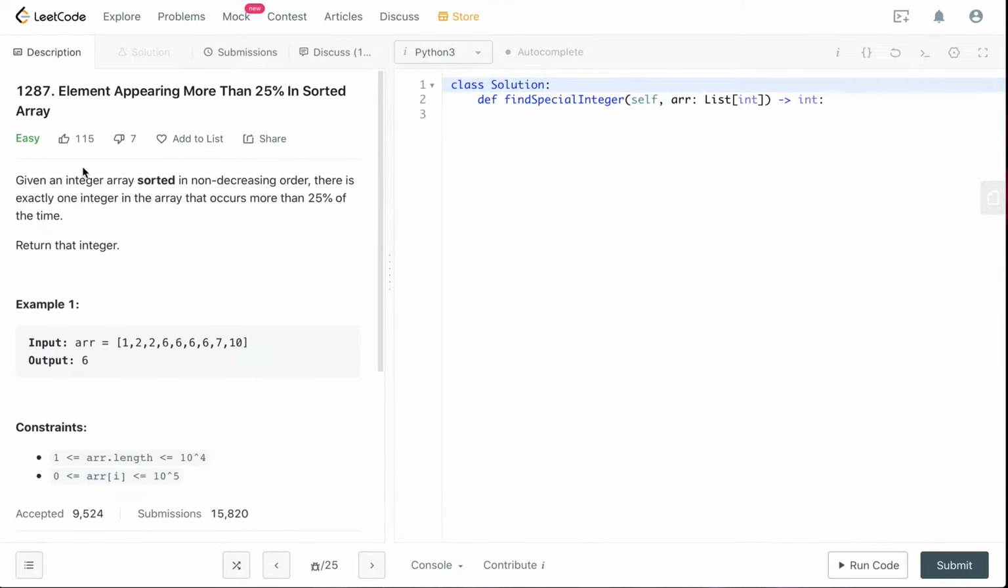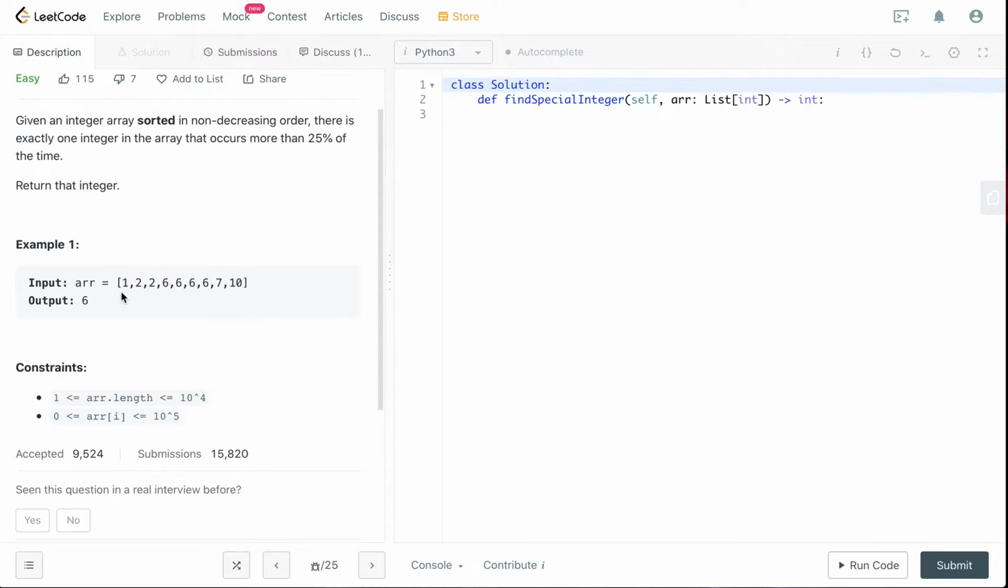Today we're going over the element appearing more than 25% in sorted array question in Python. Given an integer array sorted in non-increasing order, there is exactly one integer in the array that occurs more than 25% of the time. Return the integer.